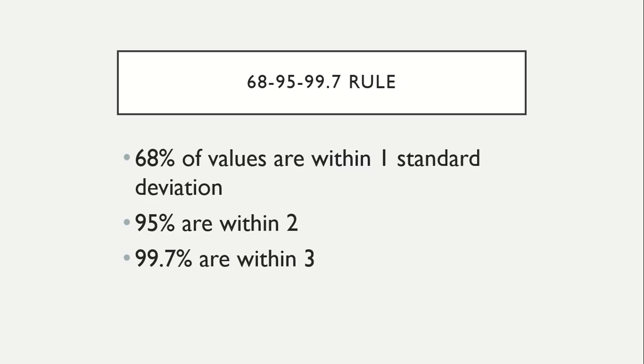Next, the 68, 95, 99.7 rule. It's just talking about how 68% of values are within one standard deviation, 95% are within two, and 99.7% are within three standard deviations. So the chance that you find something outside of three standard deviations is very rare.